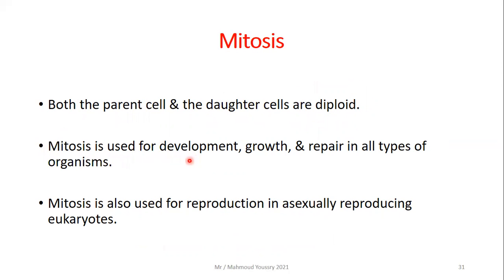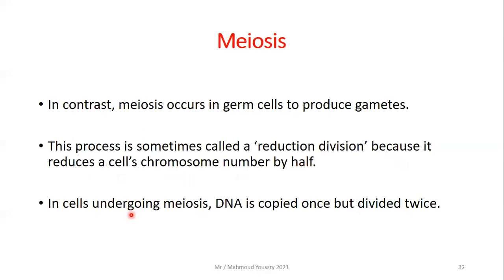Mitosis is used for development, growth, and repair in all types of organisms. Mitosis also is used for reproduction in asexually reproducing eukaryotes, like the Hydra, for example.